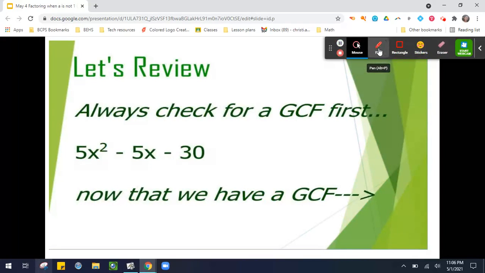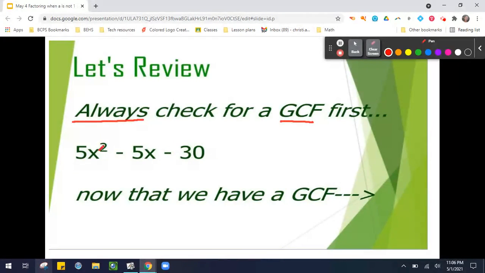So let's review for a moment. You should always check first for a GCF. So we're going to look at 5, -5, and -30. Our leading coefficient is 5, so we think about those three numbers. The lowest number we have to concern ourselves with is 5, and 5 will go into 30. So we are able to divide all of these by 5 to lower the numbers that we're working with.